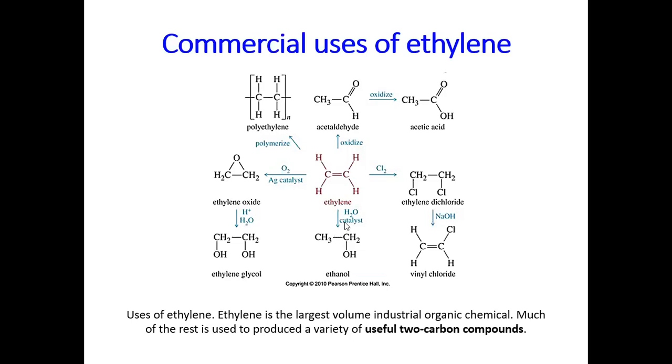Then below, you can see how ethylene, in the presence of a catalyst and water, becomes ethanol, right? And on the right-hand side, in the presence of chlorine, it becomes ethylene dichloride. If you add further sodium hydroxide, it becomes vinyl chloride. So this is how the 2-carbon compounds are produced from ethylene. I'm sure you are familiar with some of these products, which actually initially come from ethylene.